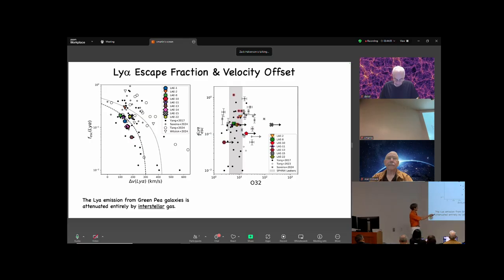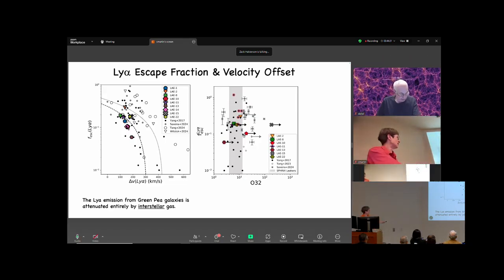And they fall in this band of favorable O32 ratios that Nicholas Chustikov's radiation hydro simulations have shown are the sweet spot for Lyman continuum escape. And you can see these Lyman alpha galaxies. Many of our measurements are O3 detections without O2, so some of them are lower limits, but some of them fall in that range.